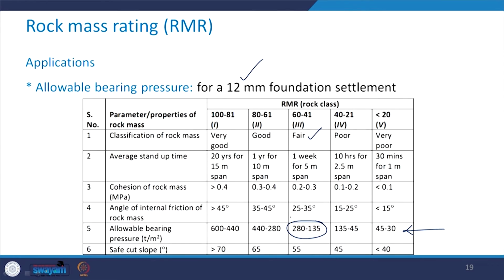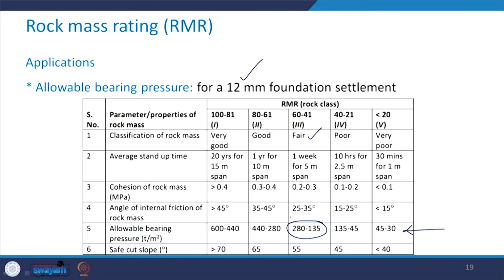So one application area of RMR is this also, that you can get the allowable bearing pressure range for a 12 millimeter foundation settlement corresponding to any value of RMR.